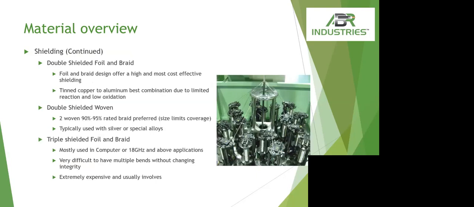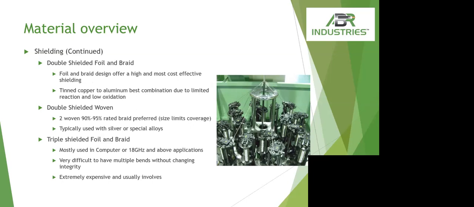And then comes the shielding itself. So when we look at how it is, usually a foil and a braid is one of the most common that we see in the amateur market today. It offers a very cost effective design, and the nice thing about it is using tin copper with the aluminum, you get the best of both worlds because it's got a limited reaction and low oxidation.